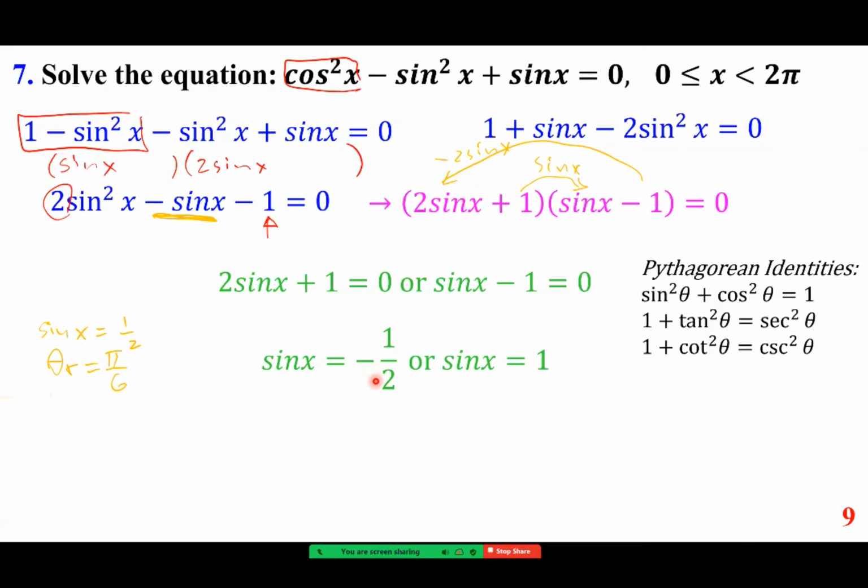So we wanted negative. Sine is negative in the third and fourth quadrant. So in the third quadrant, we add this to pi. In the fourth quadrant, we subtract it from 2 pi.